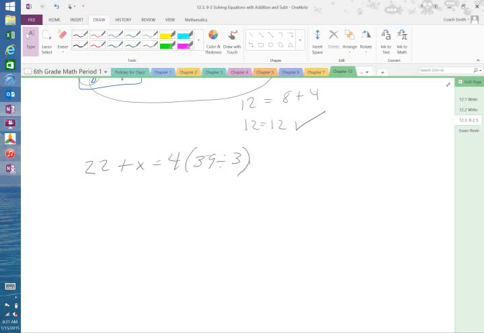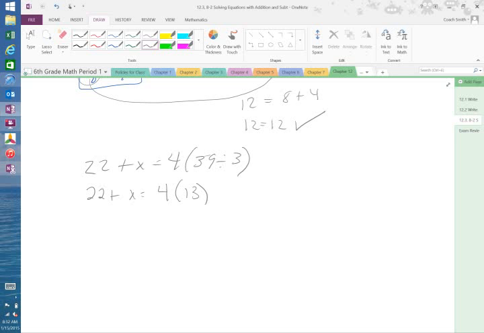So we divide the 39 by 3. That's the first thing. So 22 plus x stays the same. Then I have 4 times, what is 39 divided by 3? 13, good. So there's that step. Now, what's the next step? Brandon, what would you do next?